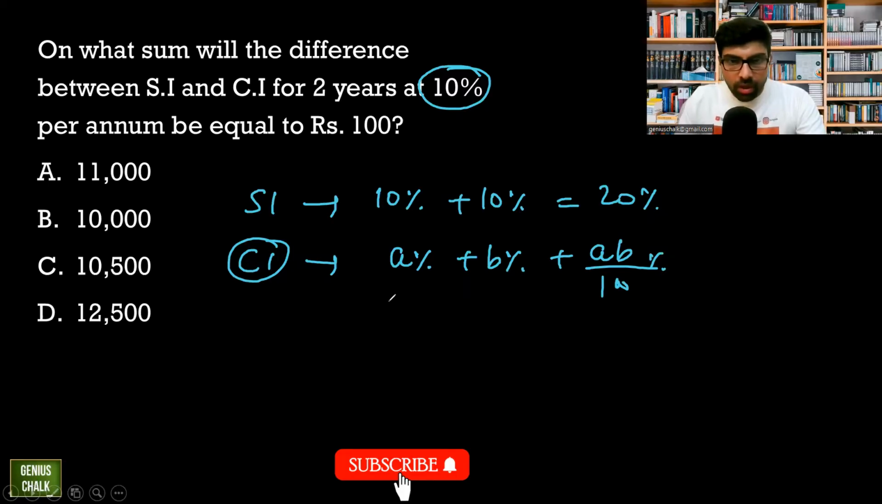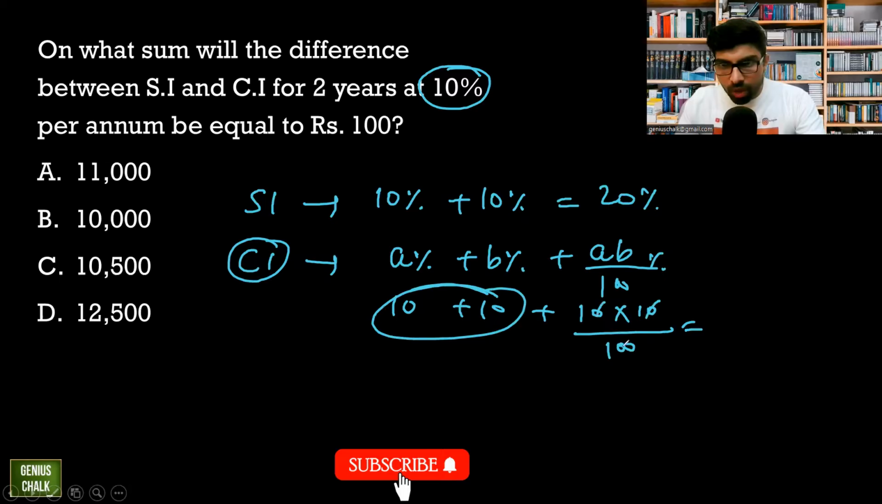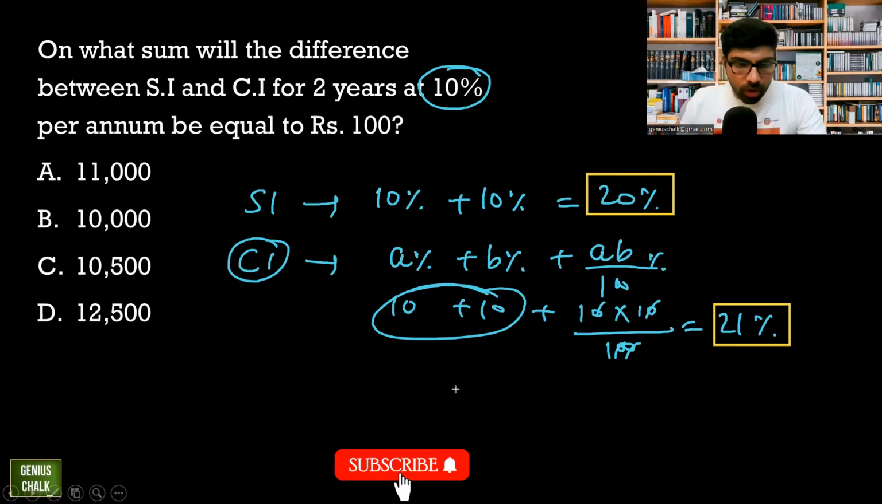Right? So here A is 10, B is also 10. Successive means on that 10 also we have to give interest. So 10 into 10 by 100. So you see this is 20 and this is 1. So this is 21%. So you can see that for the same time, simple interest was 20%, and for the same time, compound interest is 21%.